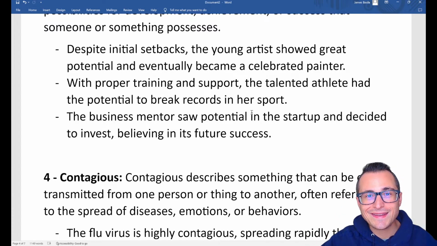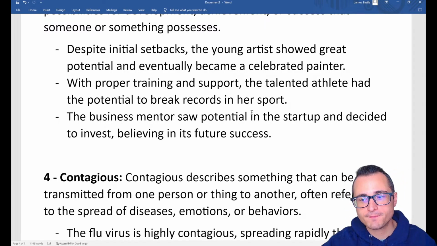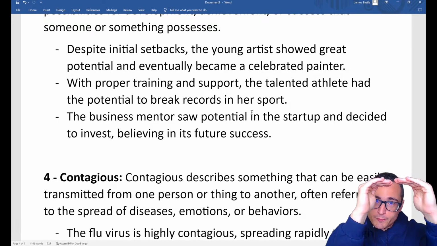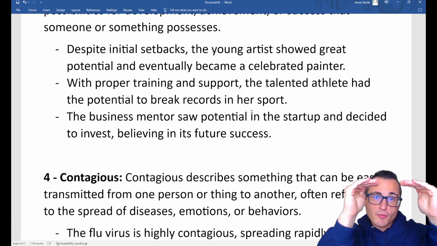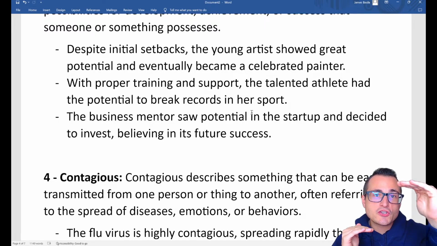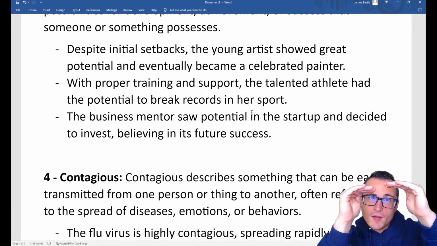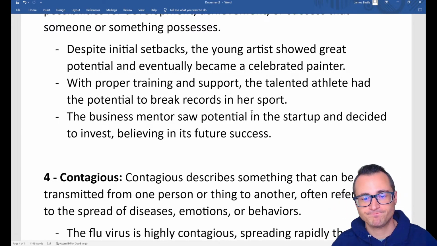Second example sentence with potential. With proper training and support, the talented athlete had the potential to break records in her sport. So how can this athlete reach her full potential? How can she reach her full performance? She needs training. She needs support. And then she can one day reach her potential and be the best that she can be.